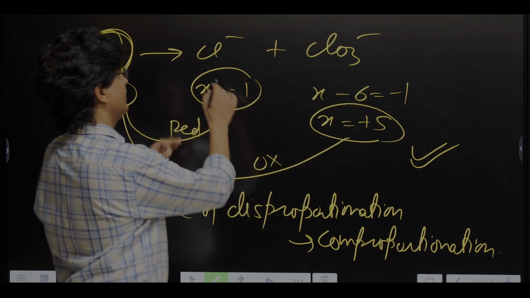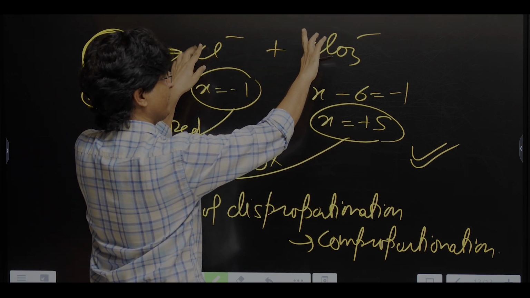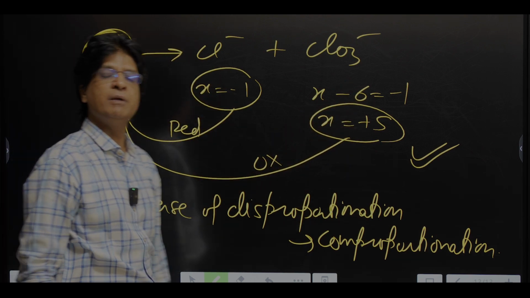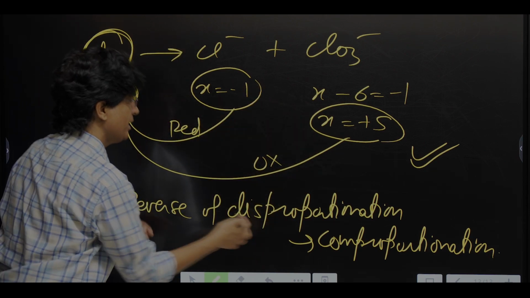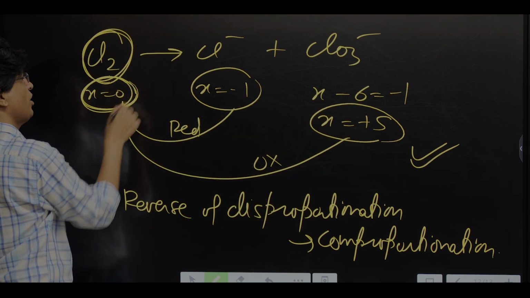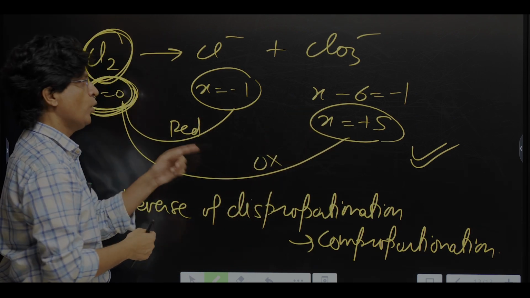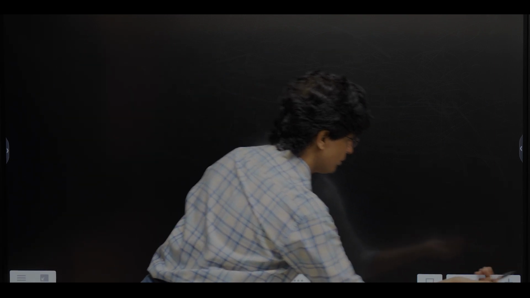That means the same element in two different compounds going into a single oxidation state will be called a comproportionation reaction. While what is disproportionation? An element in a single oxidation state going into two different oxidation states, one higher, the other one lower. Okay. So let's see that.